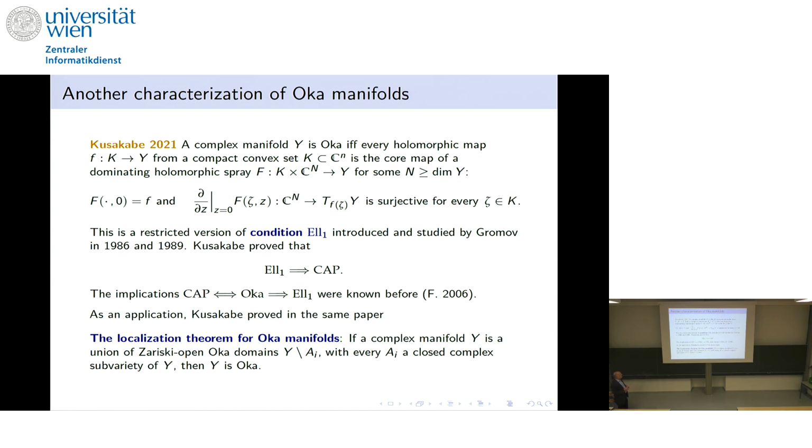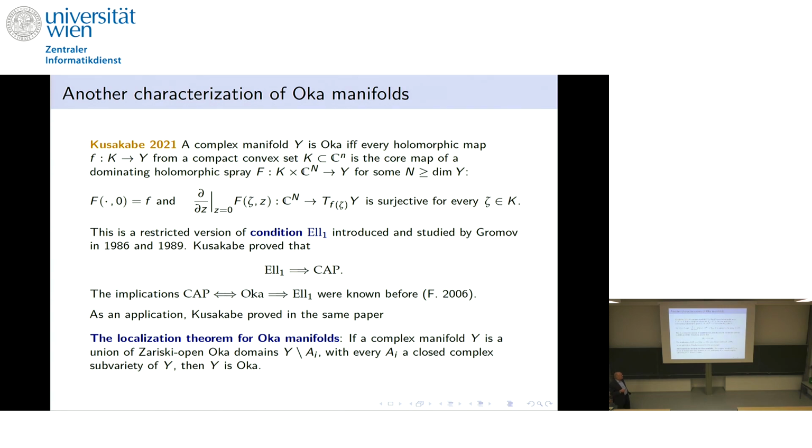And as I say, this is a restricted version of condition L1, which was studied by Gromov already. He mentions it in his book, and then later in his main paper on the subject. And Kusakabe proved that this condition implies CAP. CAP was the property which I showed you on the previous page, which I introduced. And this proof is not difficult at all. It's like 2 pages, but it's kind of ingenious.